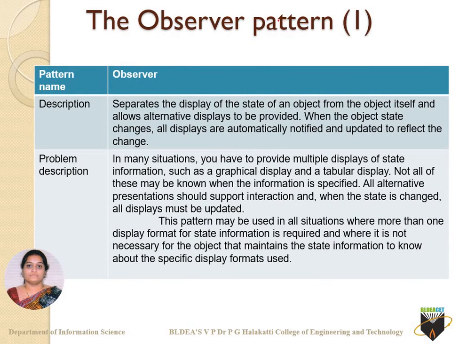With this observer pattern, I have given more detail here. What's the description? It separates the display of the state of an object from the object itself. It allows alternative displays to be provided. When the object state changes, all displays are automatically notified and updated to reflect the change. What's the problem description? Ultimately the same: a graphical display and a tabular display.